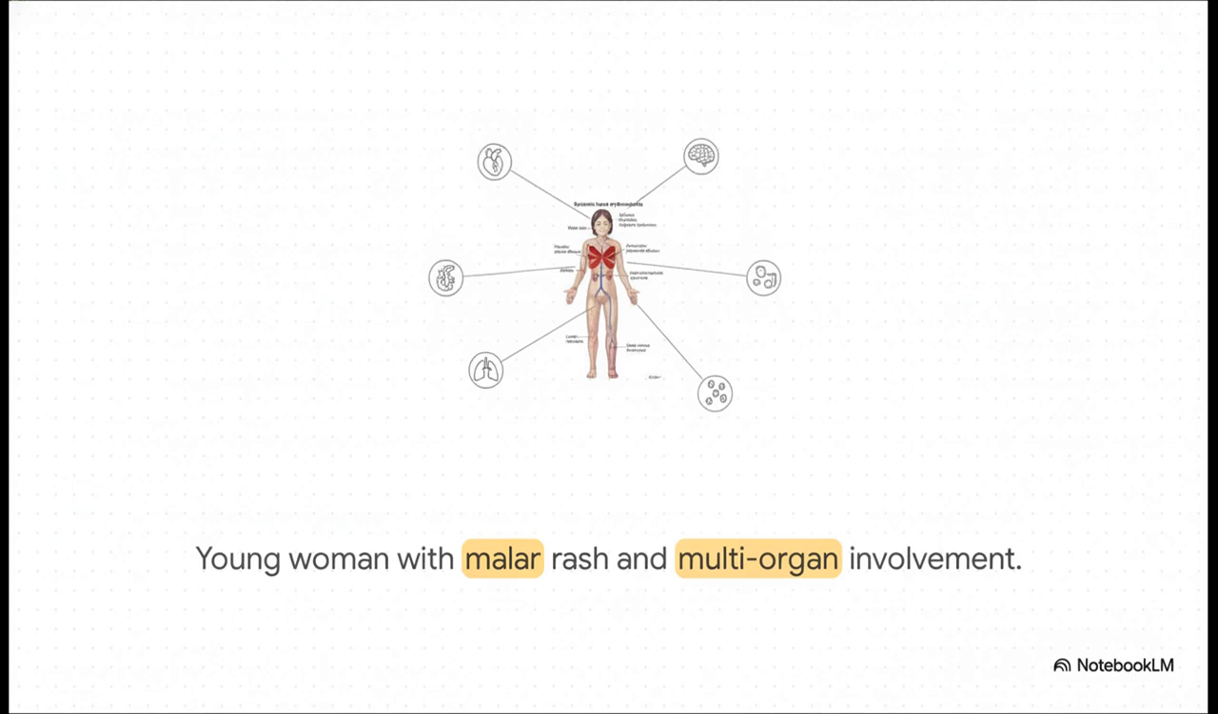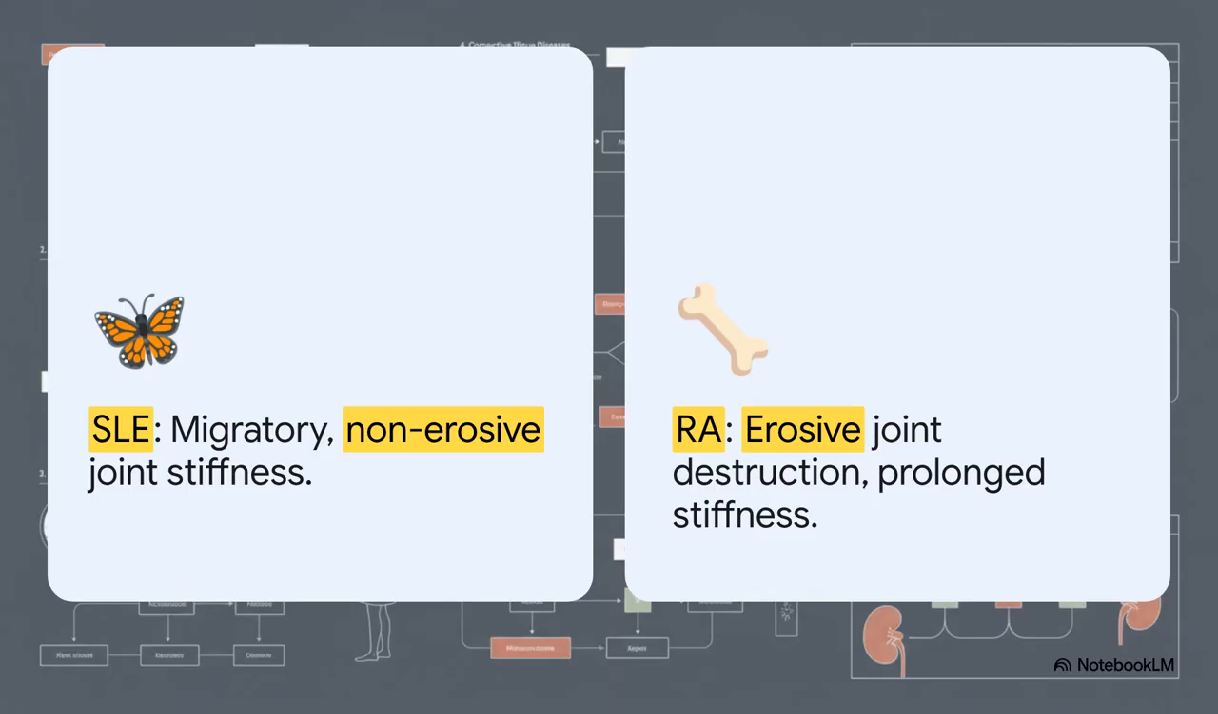It's the ultimate imitator because those immune complexes get deposited everywhere. But this specific clustering of multi-organ chaos in a young woman, that's your signal. Now, don't let the MSK presentation trick you. Examiners absolutely love testing if you can tell SLE arthritis apart from rheumatoid arthritis.